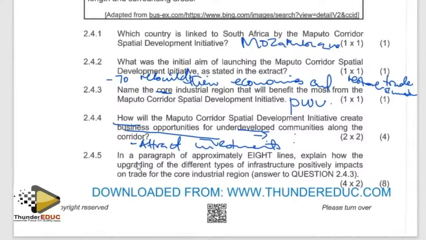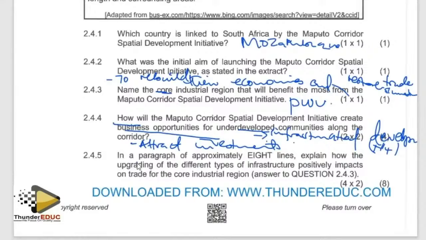Okay, that is one. Then it will also help to improve infrastructural development, like roads that are going to be built, like that corridor, N4. Is it N4 or N14? Yeah, sorry, N14. That is basically built linking those different areas.